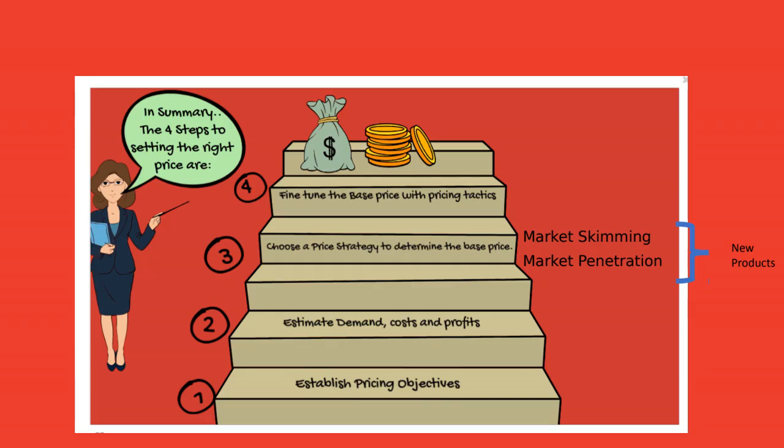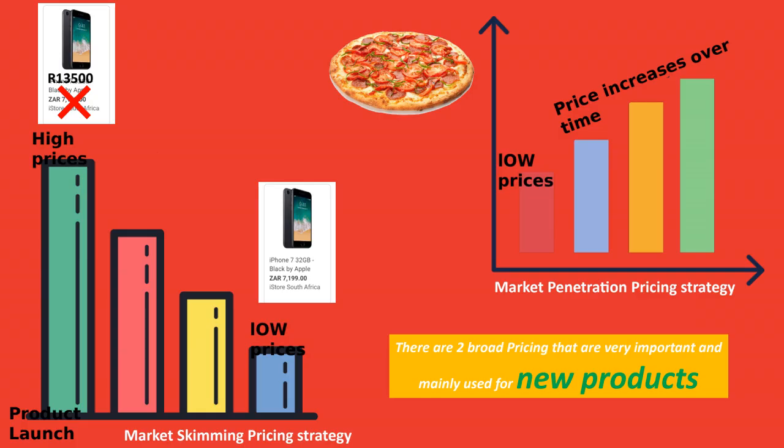So when we are looking at new products, we only look at two different types of pricing strategies used for marketing: what is called market skimming and what is called market penetration. And I'm going to use some examples to show you the difference between these two elements. I've put them on the same slide so that we can see.